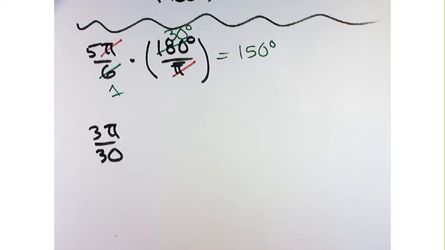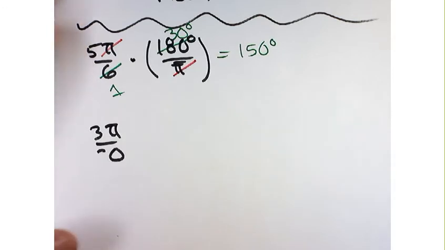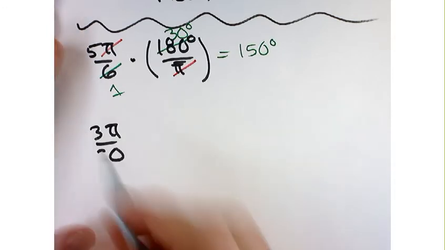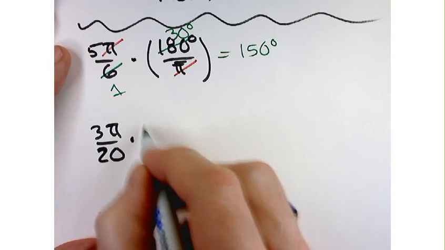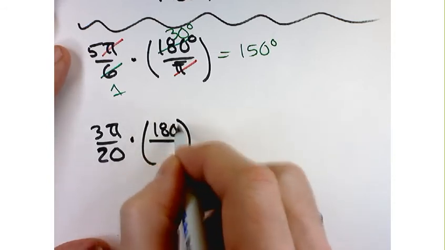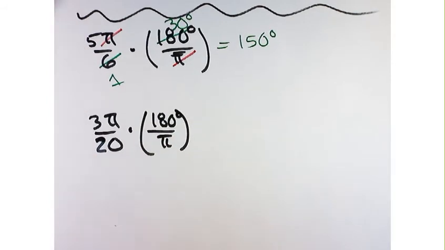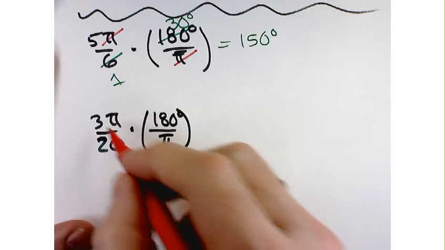You should put that in lowest terms. 3 pi over 20. So that 3 never happened. It's actually been a 2 in disguise. Kind of like the last one, I'm going to multiply by 180 over pi. That's 180 degrees there. Units of pi cancels out.